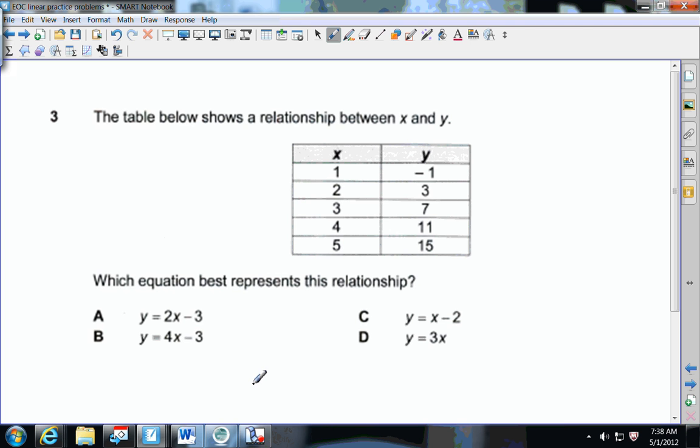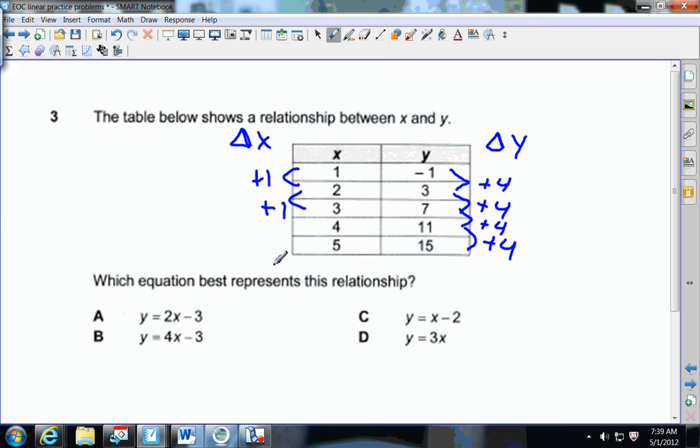Same thing. Here's number 3. First thing I would do is go to y equals, press second graph, and match the table. Okay? If I did this out by hand, I would do delta y, the change in y, plus 4, plus 4, plus 4, plus 4. Then you have delta x plus 1, plus 1, all the way down.